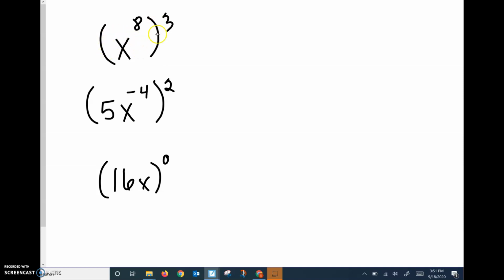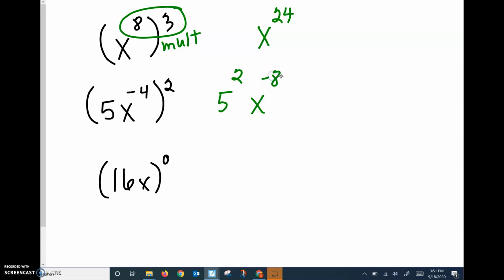All right, this looks like a power to a power. So when we have power to a power, remember, we're either going to add, multiply, or subtract exponents. And in this case, we're going to multiply. So we have x, and 8 times 3 is 24. All right, the next one here, make sure you bring that exponent in. So it's 5 to the 2nd, x to the -8th. 5 to the 2nd is 25. And remember, you can't have this negative exponent, so we put x to the 8th in the denominator.